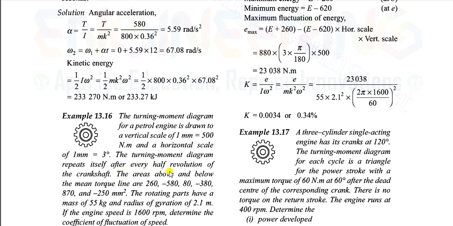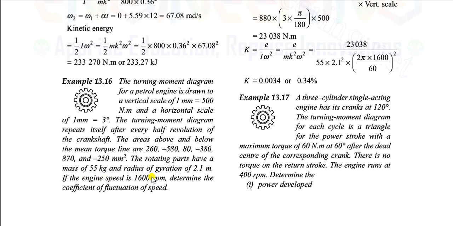So the total angle is 180 degrees because it is repeating after half revolution. One revolution is 360 degrees, so half revolution is 180 degrees. The areas above and below the mean torque line are 260. This is above, positive, negative, positive, negative, positive, negative, okay. This is the area above and below. The rotating parts have a mass of this, so mass is given, and radius of gyration is 2.1 meter. If the engine speed is 1600 rpm, determine the coefficient of fluctuation of speed.